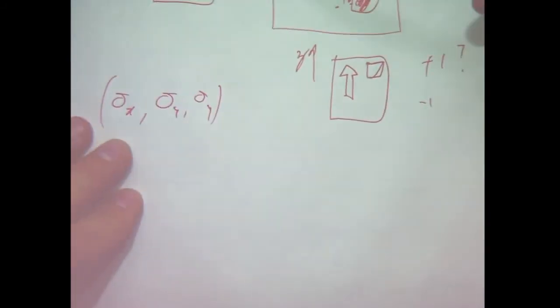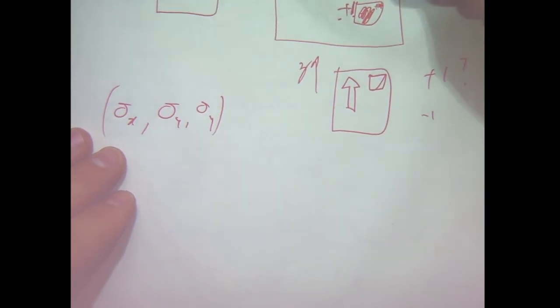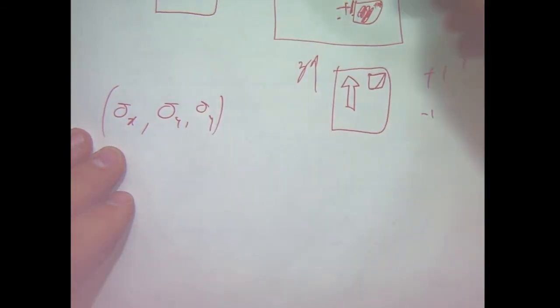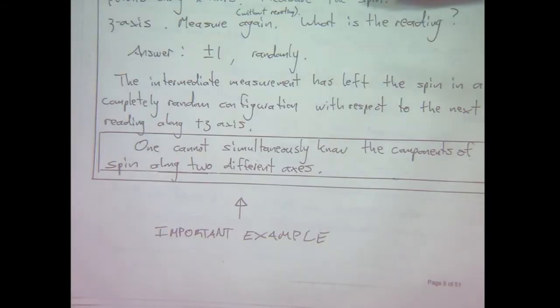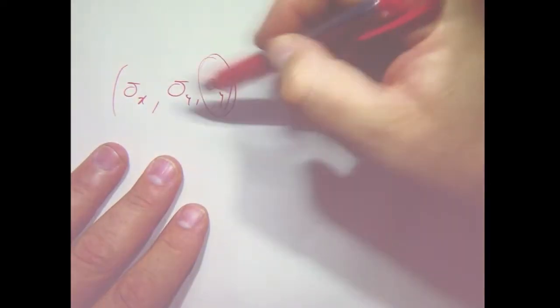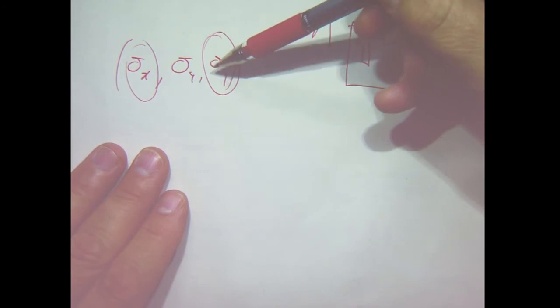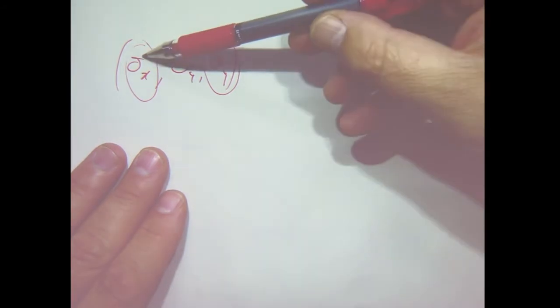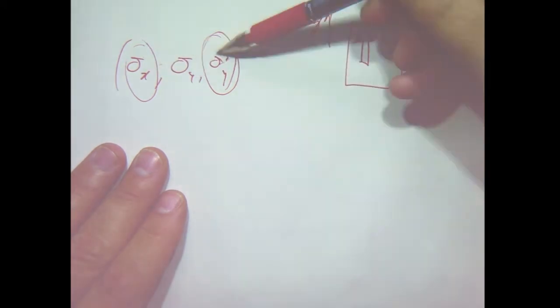We measured, let's say, sigma z here, sigma x here. So we thought that we measured this component and this component. We thought we knew that. But then when we came to measure that again, we got some random number. See, we can't know these two simultaneously.